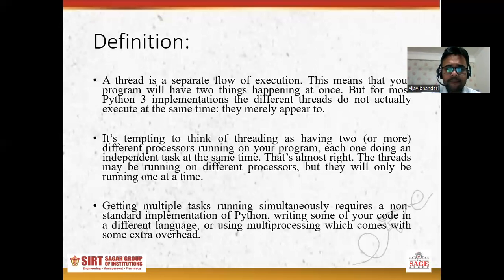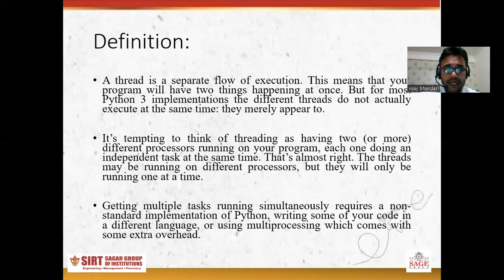It's tempting to think of threading as having two or more different processors running on your program, each one doing an independent task at the same time. That is almost right. The threads may be running on different processors, but they will only be running one at a time, right?